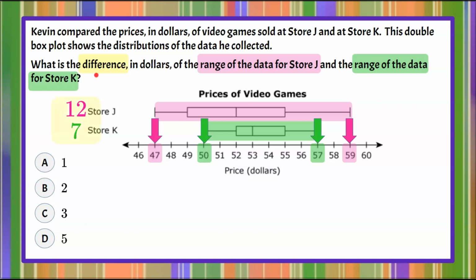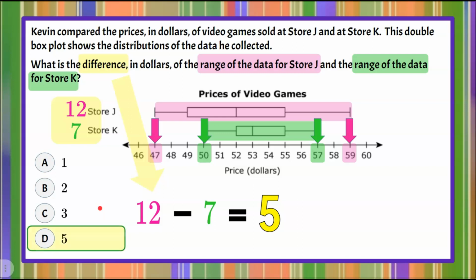Understanding that we are being asked to find the difference in the ranges between these data sets. So here we're going to find the difference between store J's range and store K's range. 12 subtract 7 is equal to 5. And now we can identify that our answer is D. The difference in the ranges between store J and store K is $5.